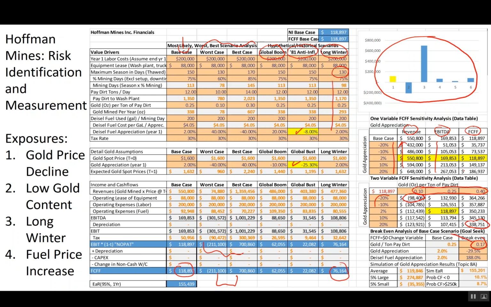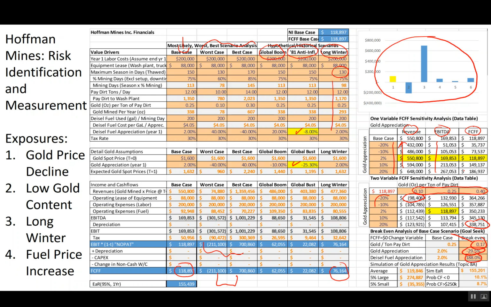You're not going to actually even dig up the ground unless you can find 0.17 ounces. Our break-even depreciation of gold is negative 29%. So as long as gold doesn't go down by more than 29% and our quantities are held constant, we'll break even on free cash flows. And lastly, our diesel fuel prices can go up 188% before they make our cash flows go zero.